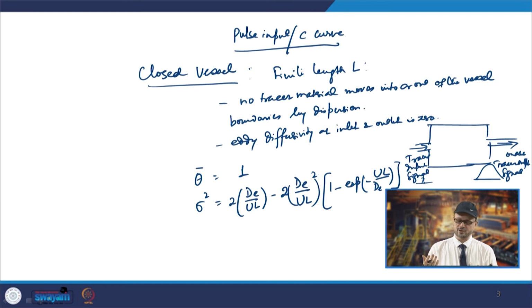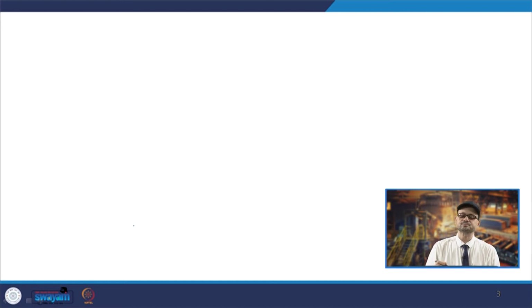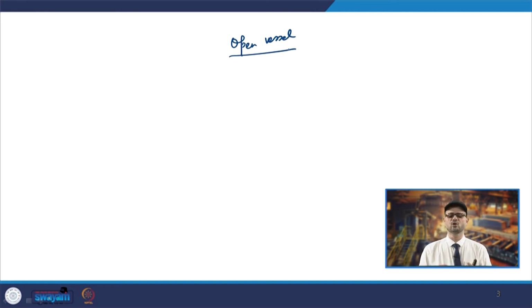Now, if you take the open vessel, it has no discontinuity at the location of the tracer injection or the tracer concentration measurement. In this case you will have the selected experimental length, so that will be your open vessel, basically an infinite vessel.